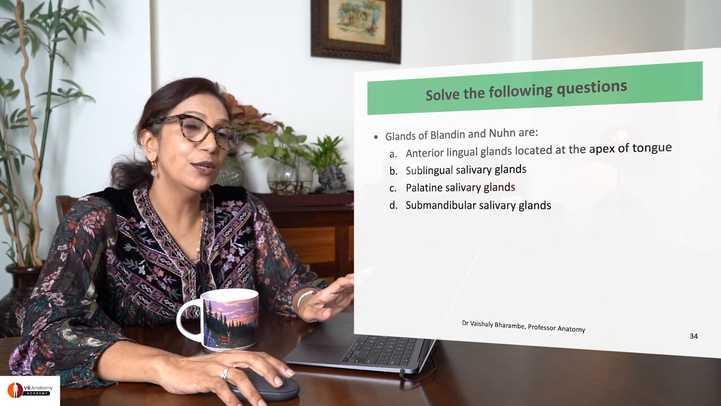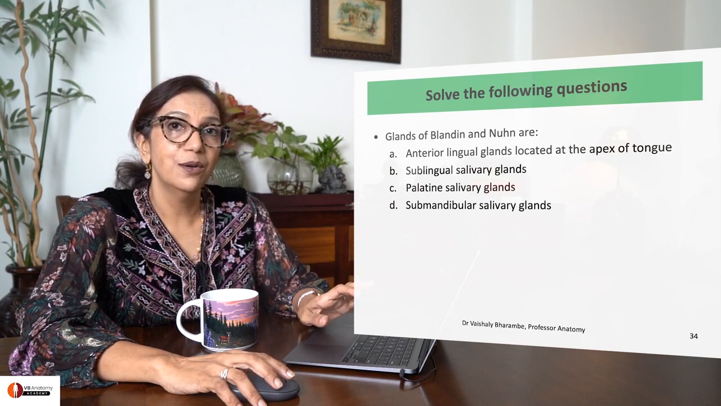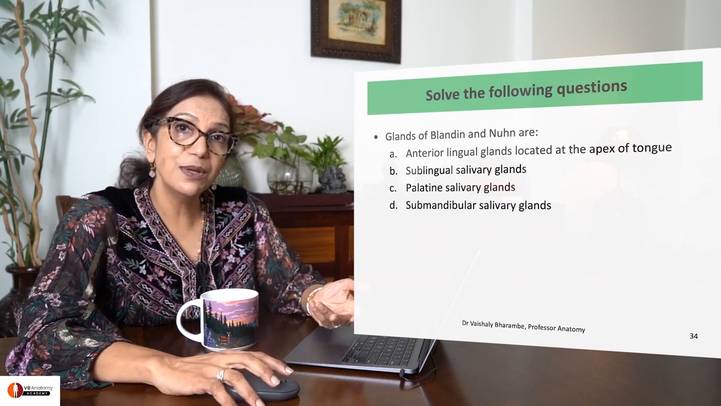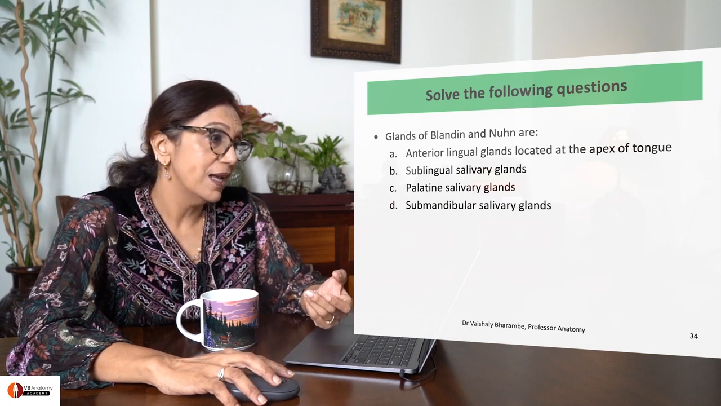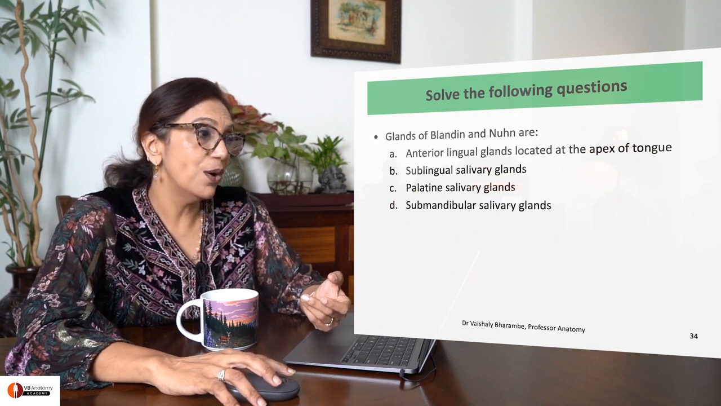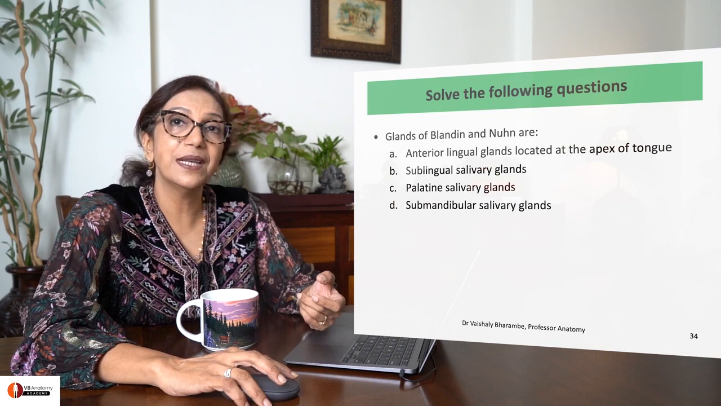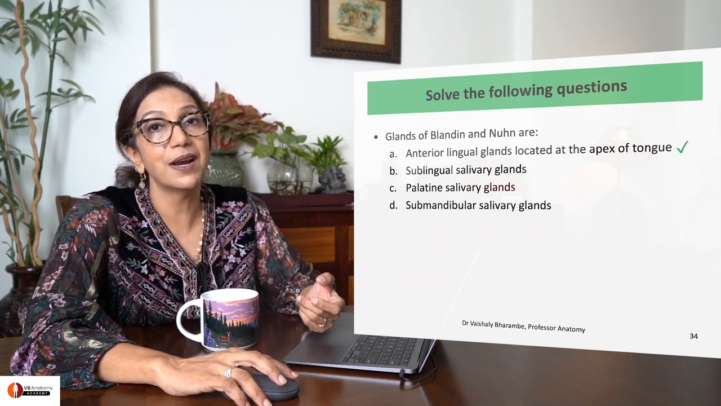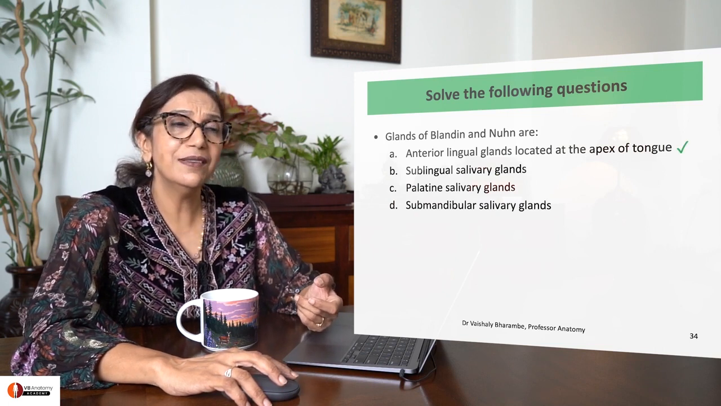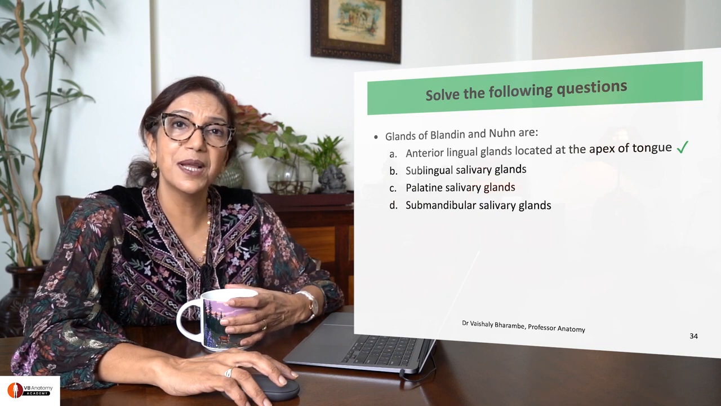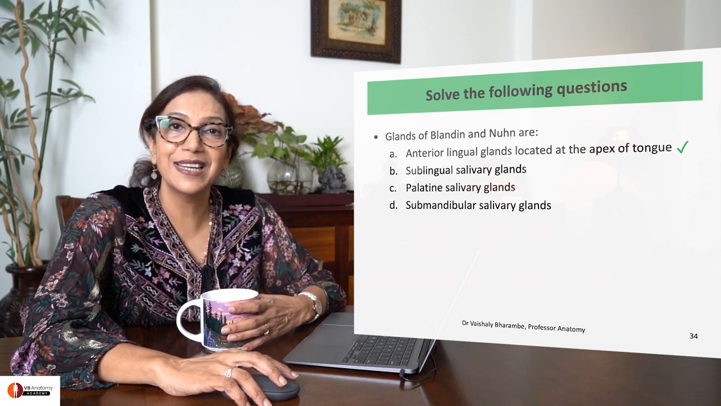Glands of Blandin and Nuhn, what are these glands? Are they sublingual salivary gland? Are they palatine? Are they submandibular? Or are they anterior lingual glands located at the apex of the tongue, which is the right option? Okay, so sometimes knowledge helps, sometimes just studying helps.